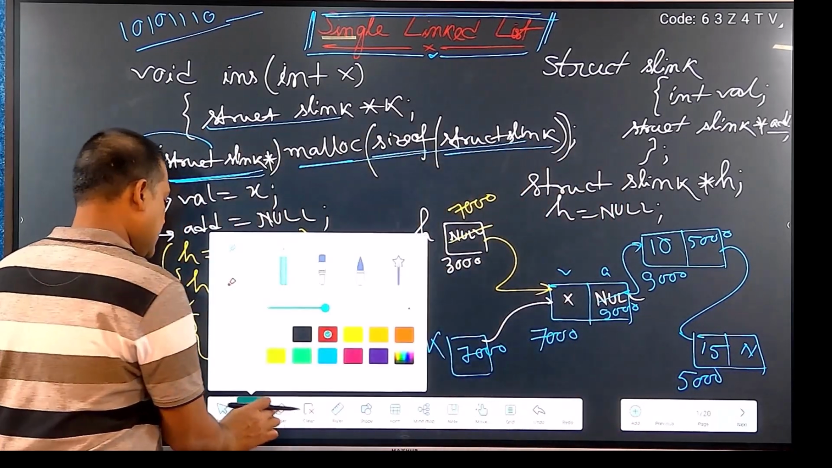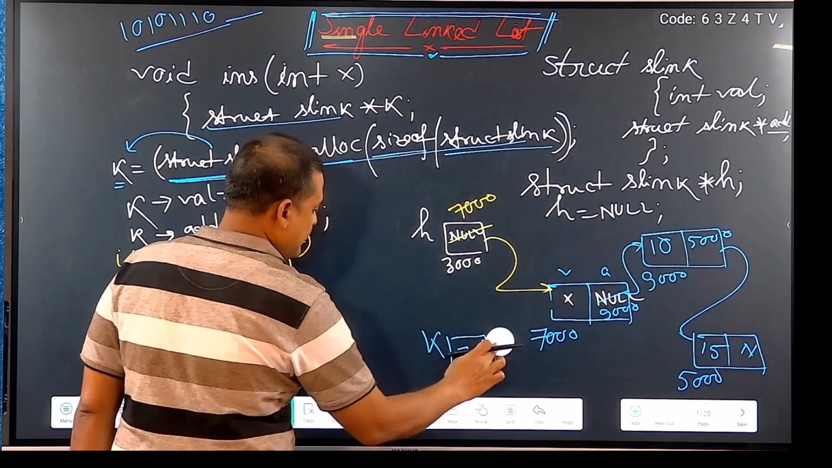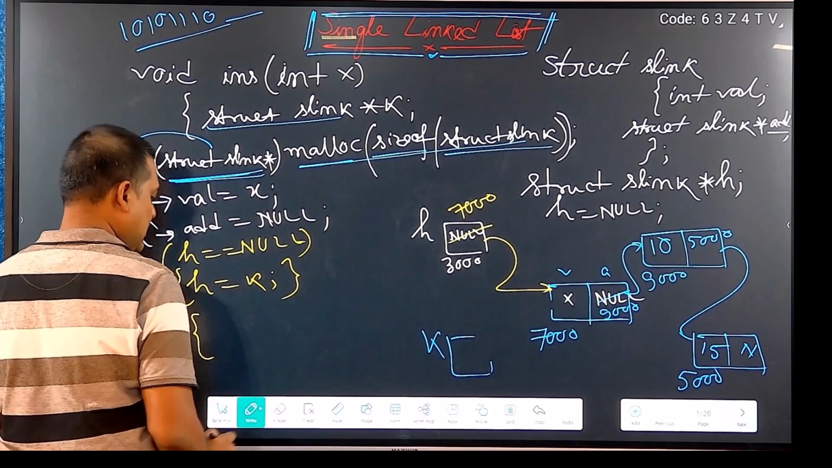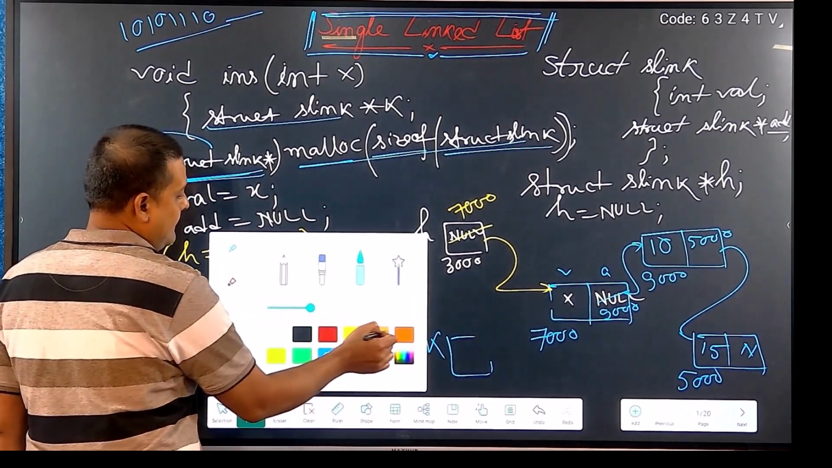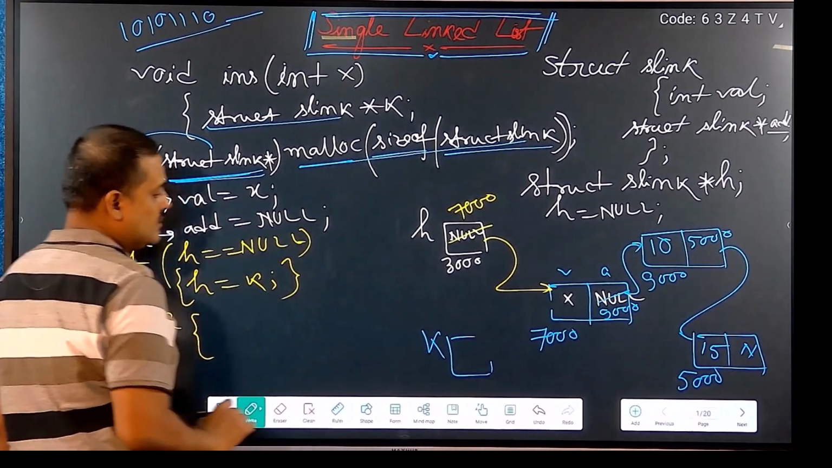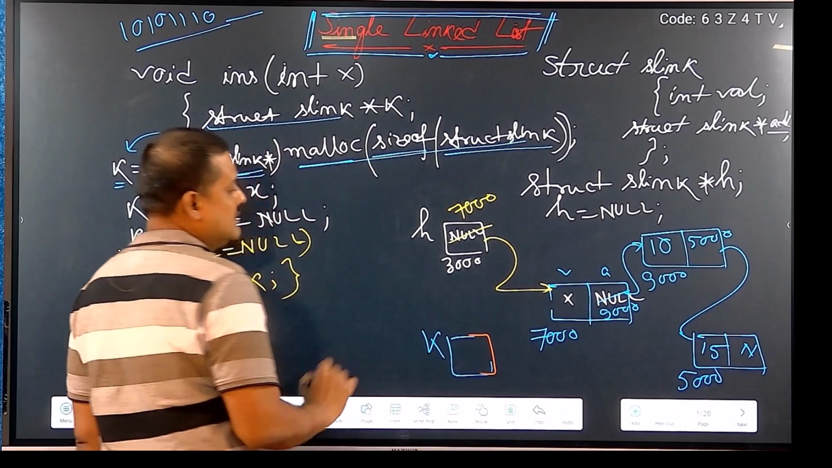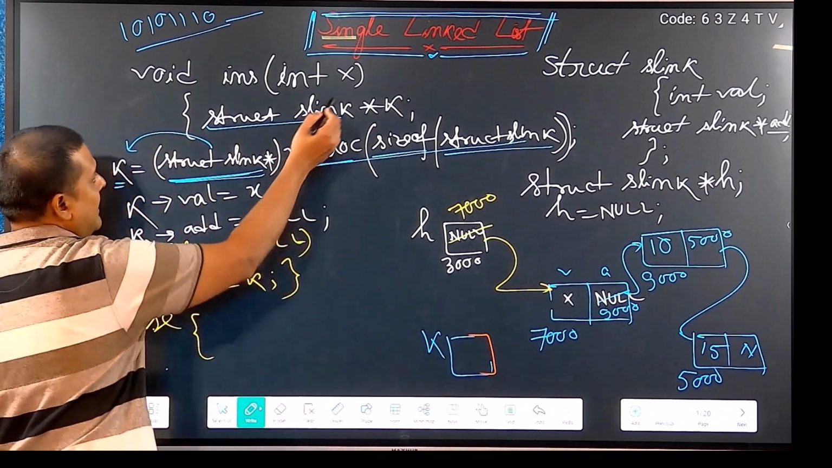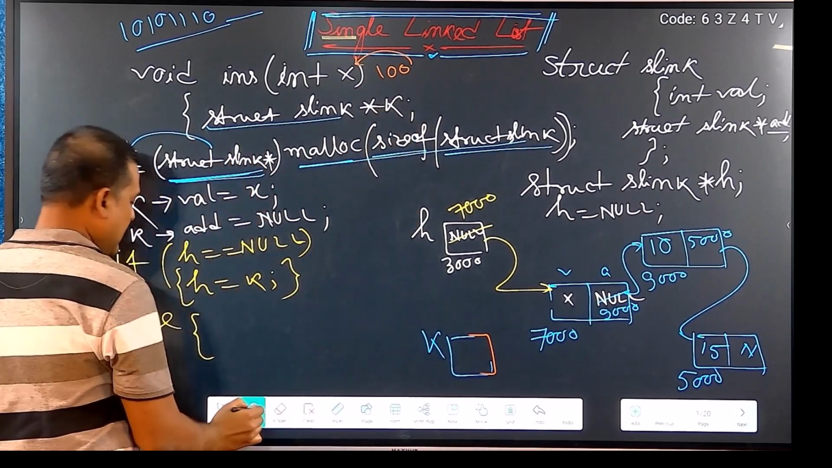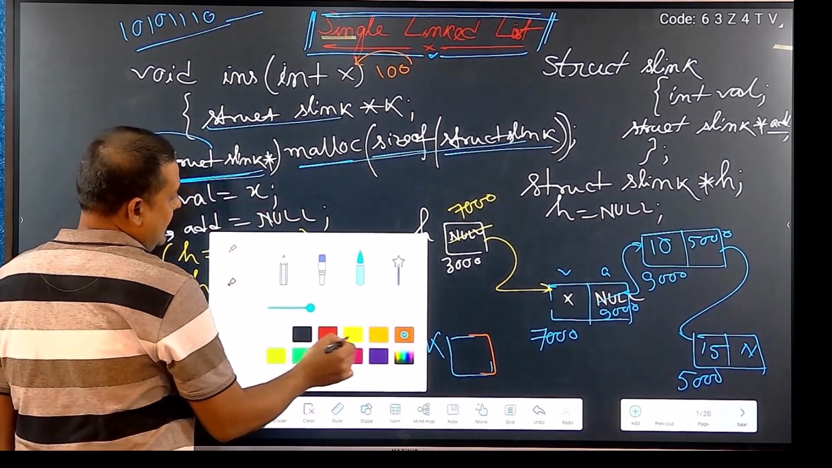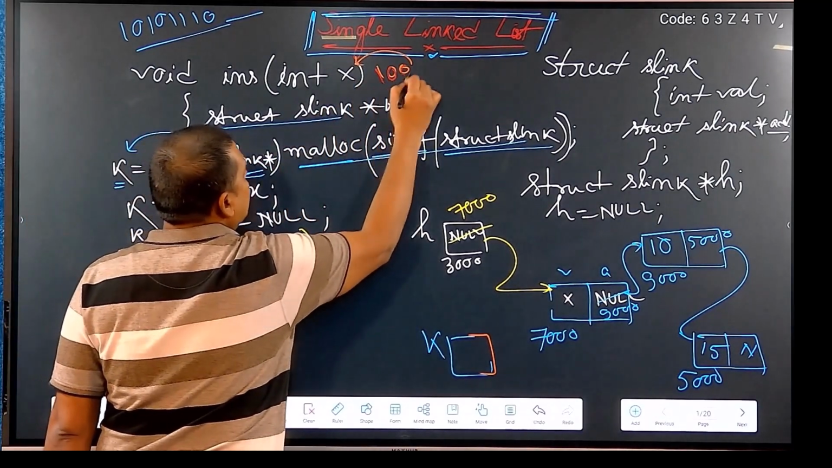Now this particular thing is not there. Okay. So, what value is there? Just have a look. Here I want to assign something. Now this is the scenario: we want to insert the value 100. Okay. We want to enter the value 100. So, what will happen?